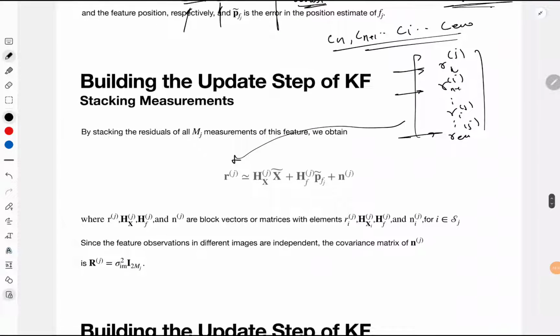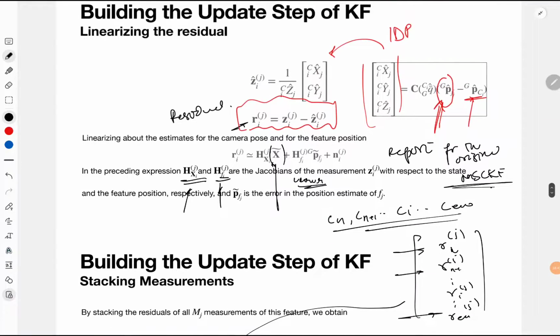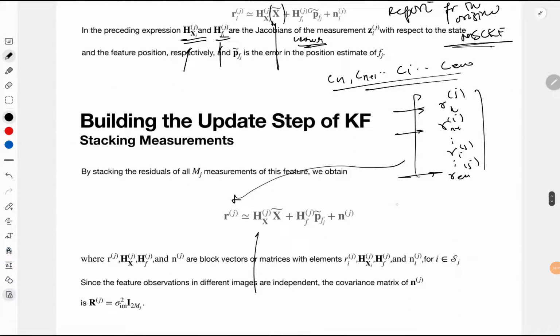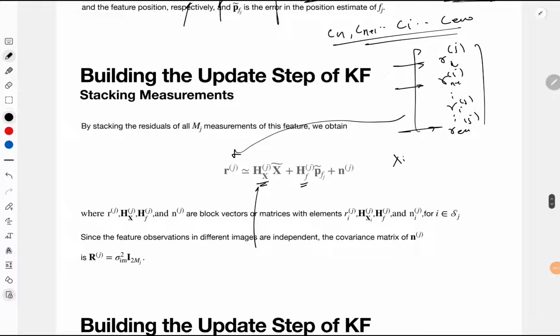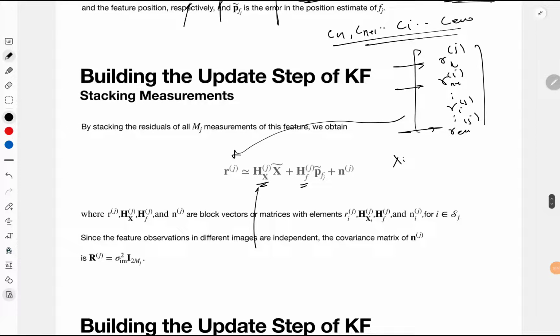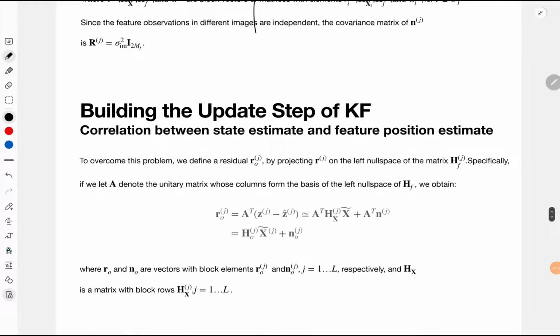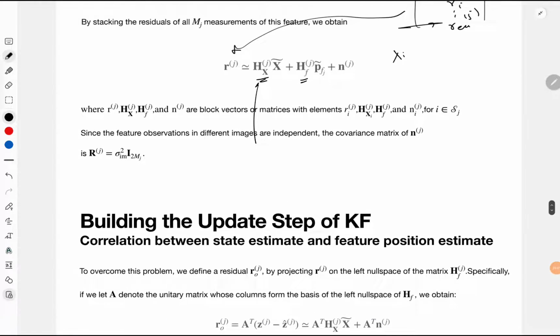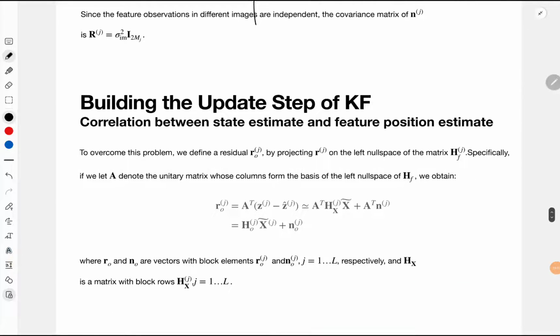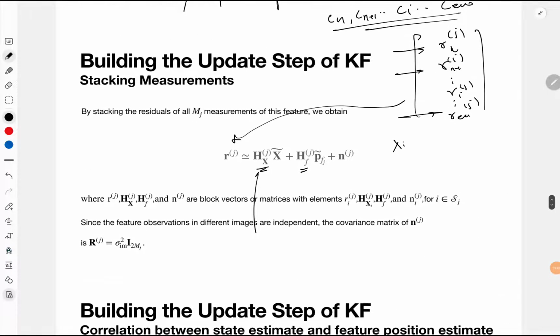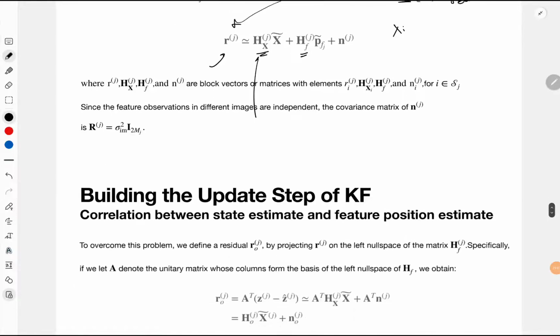So once you stack the entire measurement vector, this is what you have. This was earlier xi, but now this is just x and this is just f. Again, the rest is just formulating the residual. So once you have this, you can further formulate the residual by stacking them for all the features, but we'll get to that later.